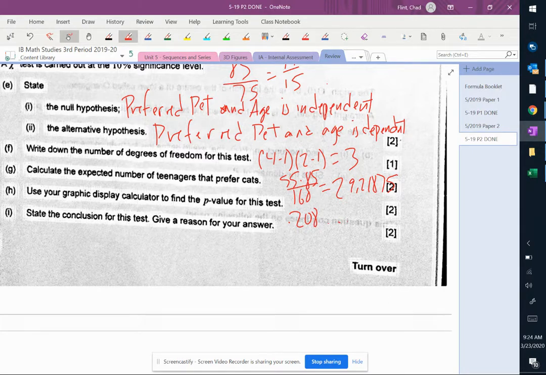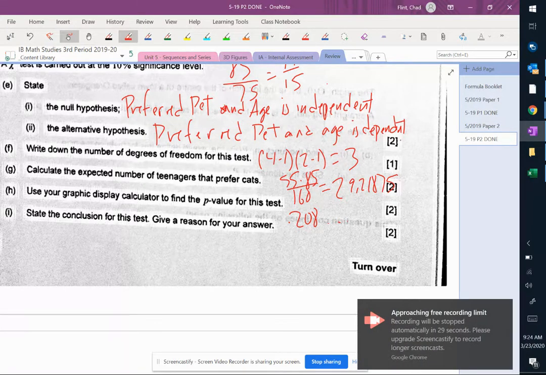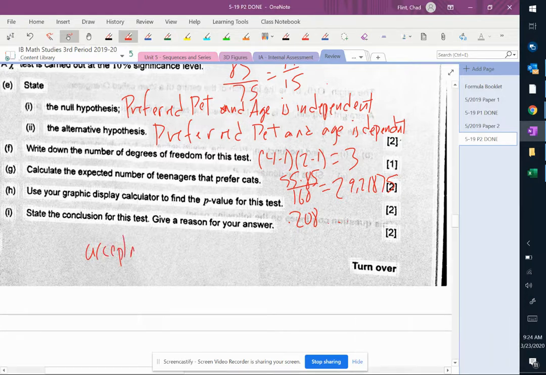If my p-value is bigger than my significance level, okay. So give a solution to this test. We're going to accept the null hypothesis because 0.208 is greater than 0.1.